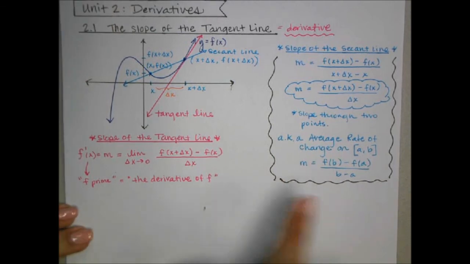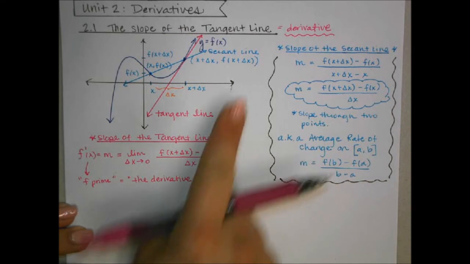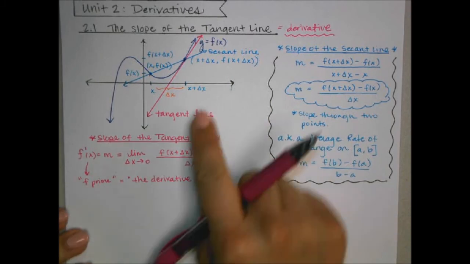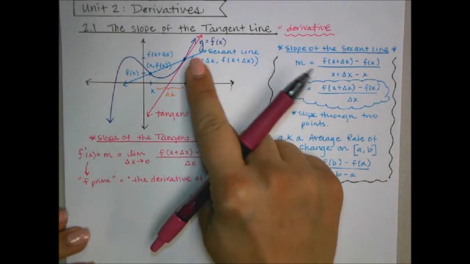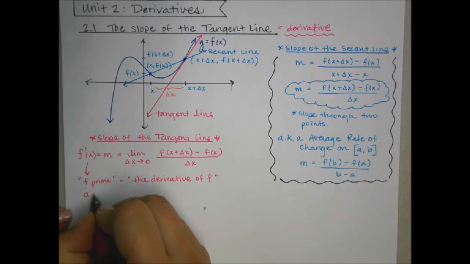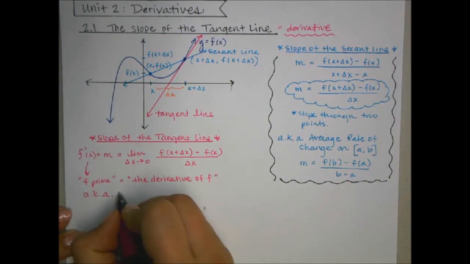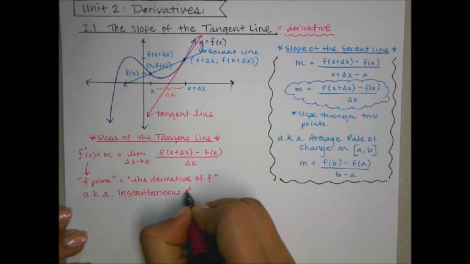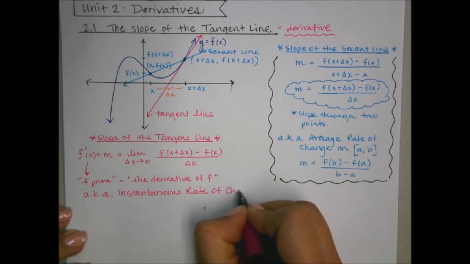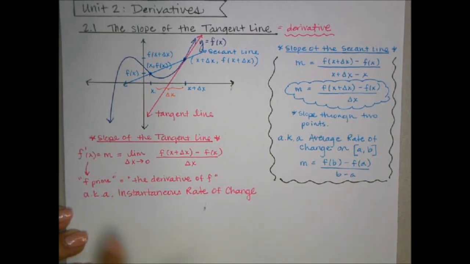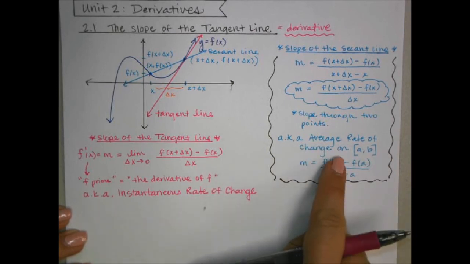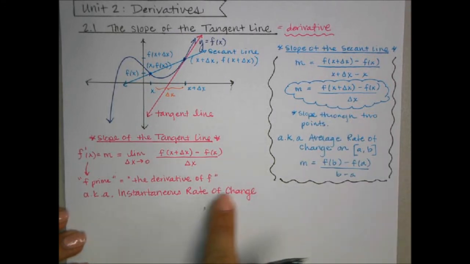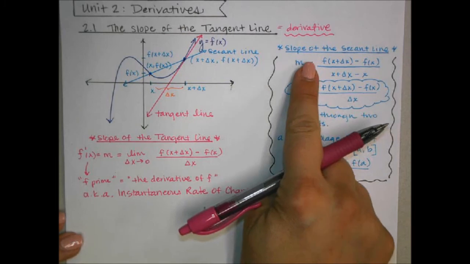Back over here on the slope of the secant line, we note that it was called the average rate of change. The slope of the tangent line is a rate of change at one point, and so it is called the instantaneous rate of change. And those words are important to remember. When you're asked to find the average rate of change, you're asked to find the slope through 2 points. When you're asked to find the instantaneous rate of change, you're being asked to calculate a derivative, or the slope of the tangent line.